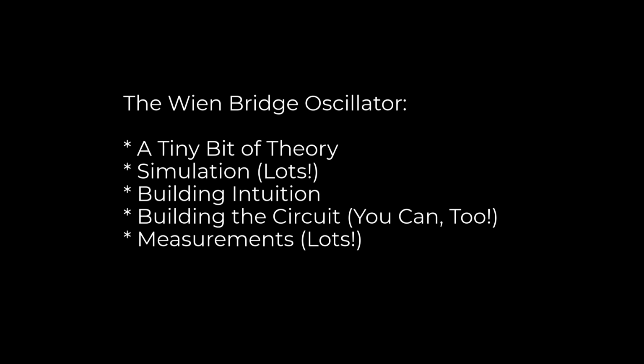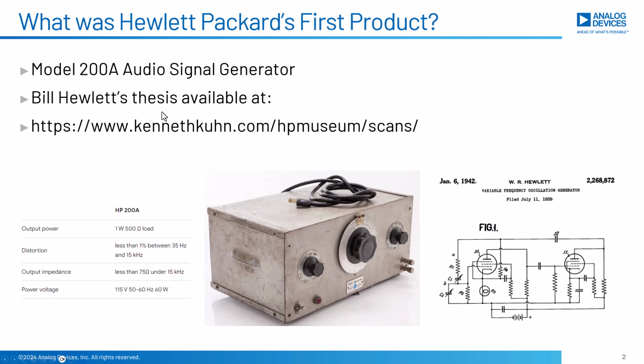When I talk about Wien Bridge oscillators, I often give a quiz to students. What was Hewlett-Packard's first product? It turns out it was this widget called the Model 200A audio signal generator, and it was based on Bill Hewlett's master's thesis at Stanford University. Here's a little photograph of the device, a truncated schematic, and a couple of the specifications.